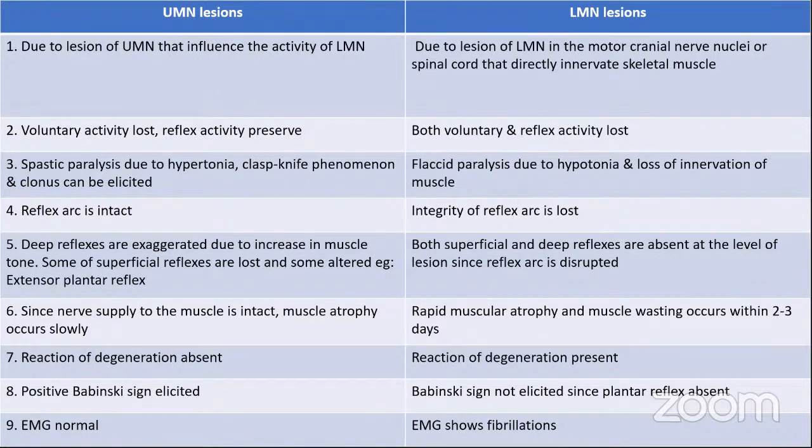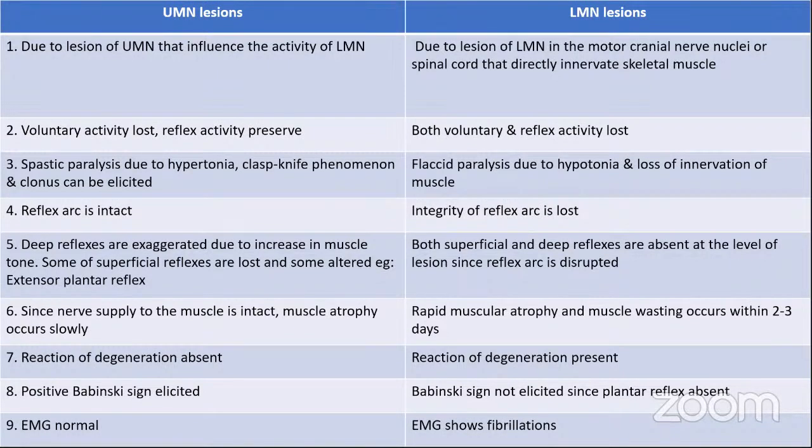Now we will see the difference, how it can be shown in a tabular form, the difference between UMN lesion and LMN lesion. Number one, UMN lesion is due to lesion of the upper motor neuron that influences the activity of the lower motor neuron.